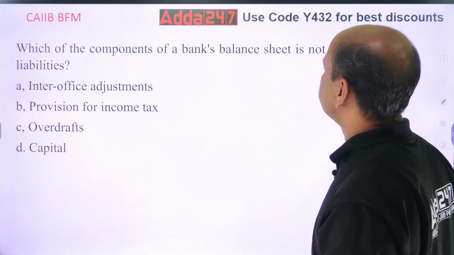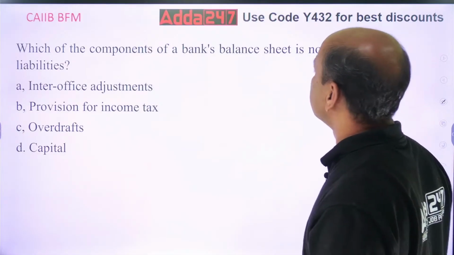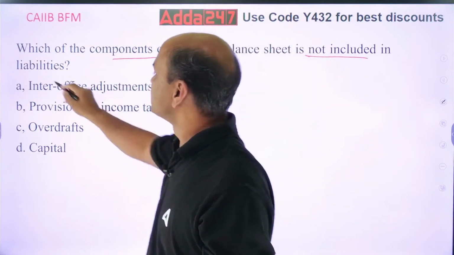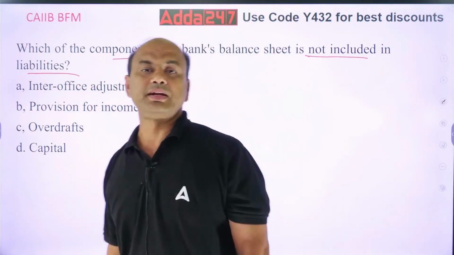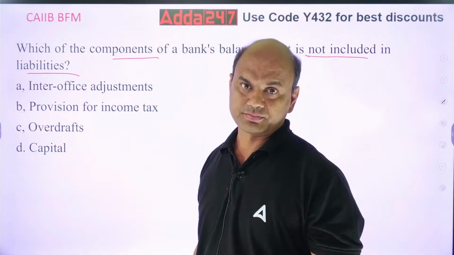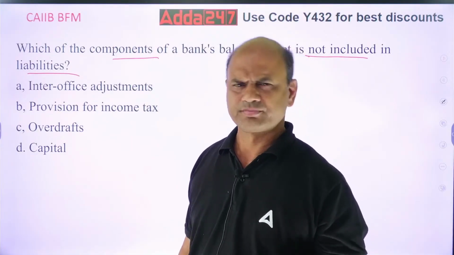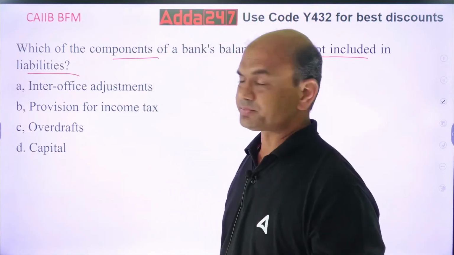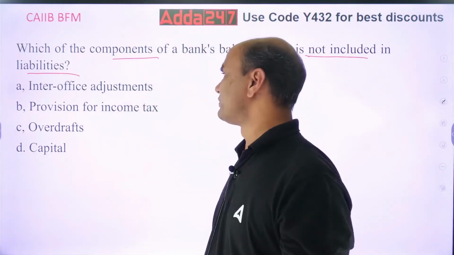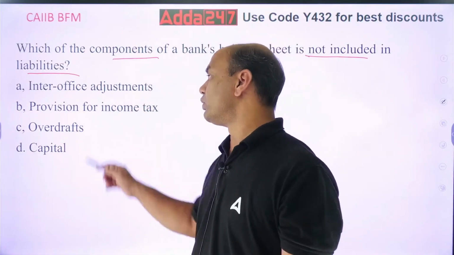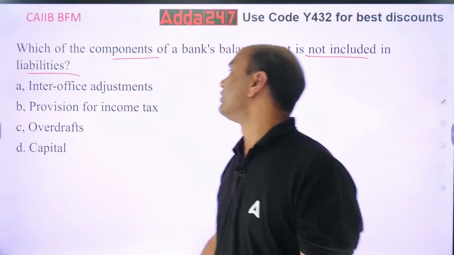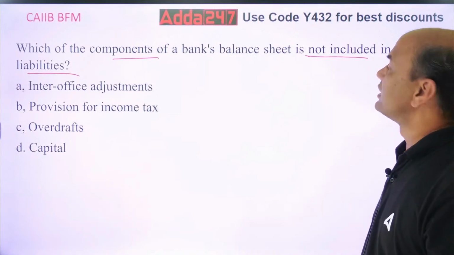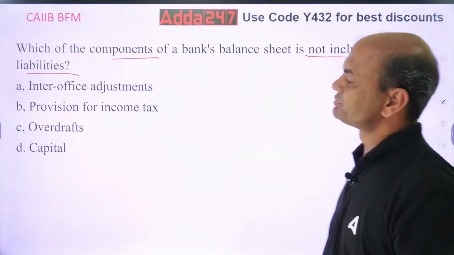Which of the components of bank's balance sheet is not included in the liabilities? So which component is not included? Kindly note, in the liabilities, important question is liabilities. What are the liabilities? Liabilities means which you have to give, where you have to give the interest. Your deposits are liabilities, plus your borrowings from other banks, inter-office adjustments, provision for income tax, overdraft, and capital. So which of them is not included in the liabilities part?